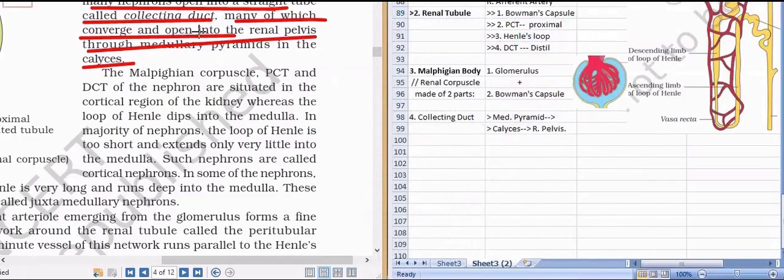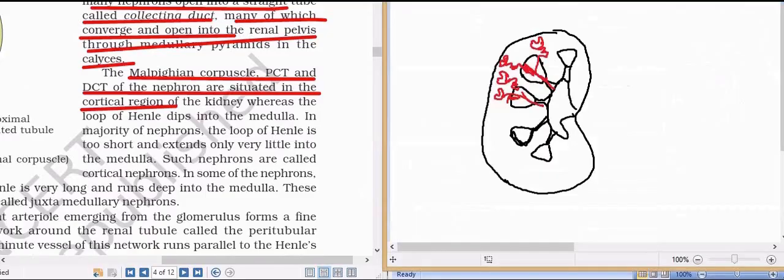Let's see. So you see, Malpighian corpuscle. What is it saying? Malpighian corpuscle, PCT, DCT of the nephron are situated in the cortical region. Again, if you want to understand, I'll draw again.